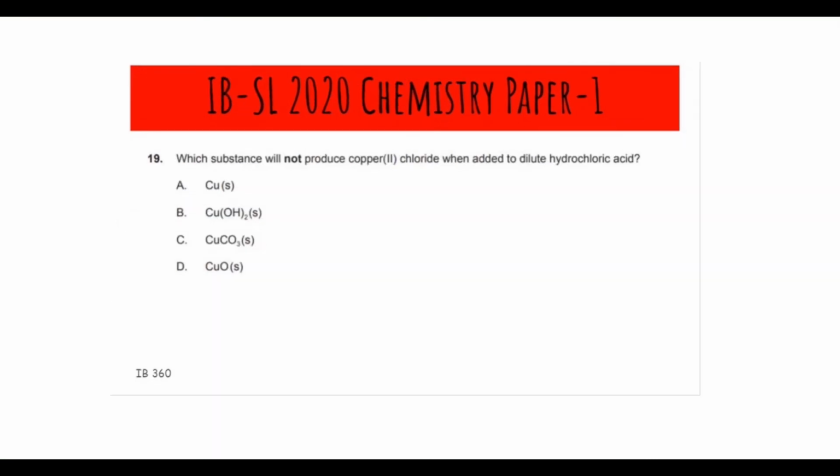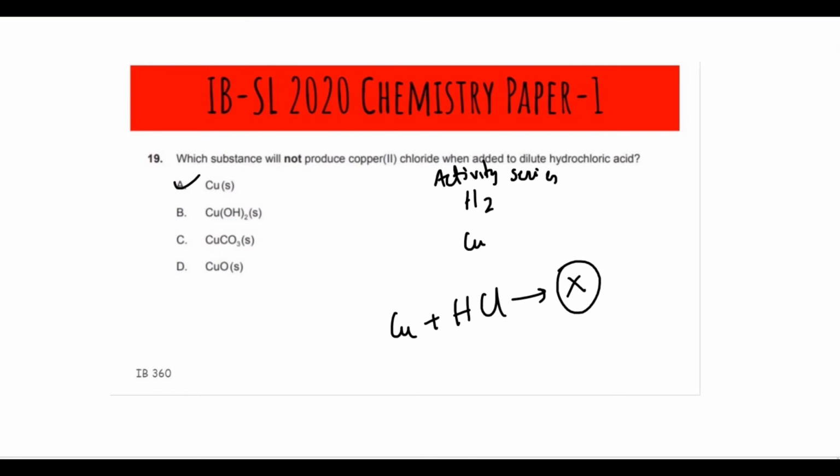For question 19, we need to find out which of the substances will not produce copper chloride when added to dilute HCl. The answer here is copper. It's plain copper, because copper lies below hydrogen in the activity series. So copper won't be able to displace hydrogen from HCl, and this won't result in any reaction. So option A is the correct answer. In the other three options, we will have displacement reactions. So that's it.